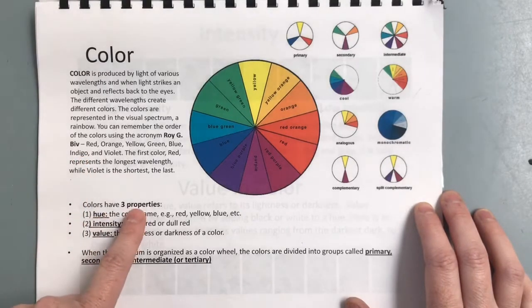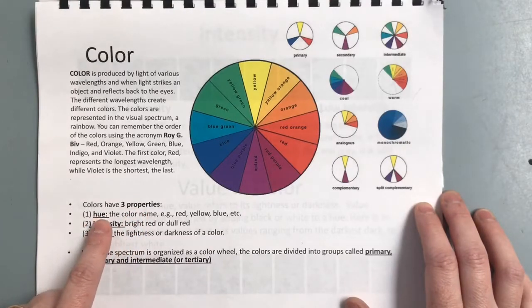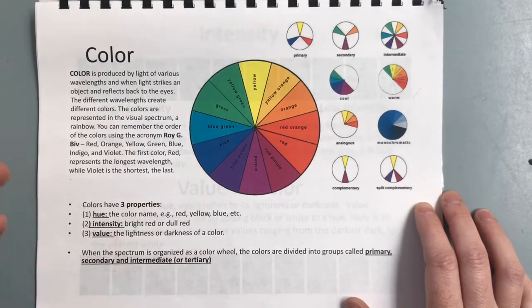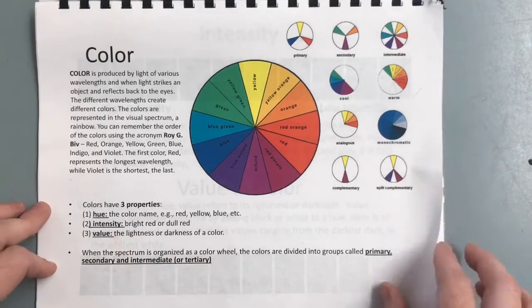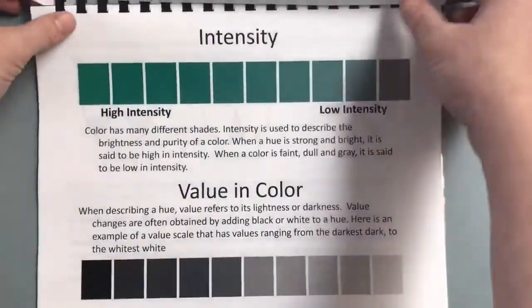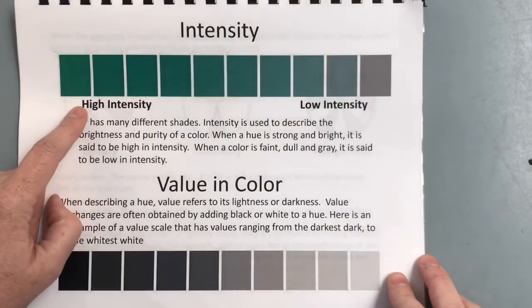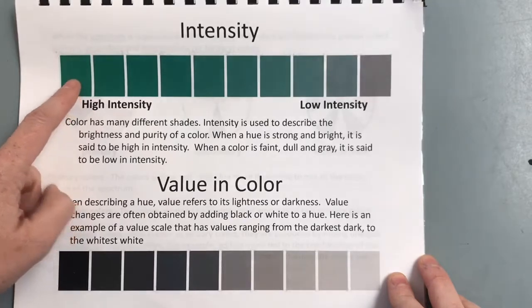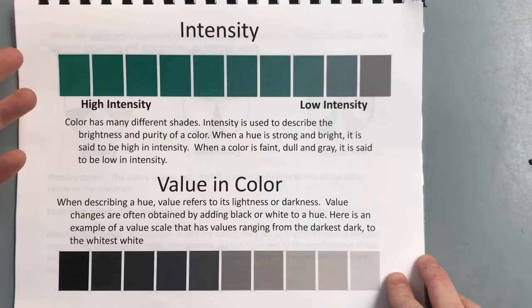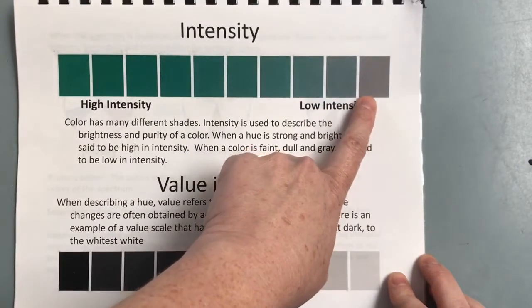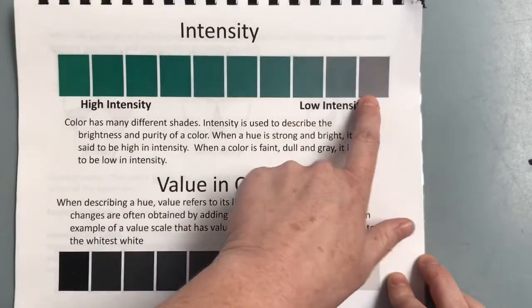Okay, 3 properties of colors. You've got hue, which is a synonym, it just means the name of the color. Intensity, how bright or how dull the color is. And value, how light or dark the color is. Okay? Now, start with intensity. High intensity colors are brighter, more intense. Low intensity colors are going to be more dull and turn more toward gray.